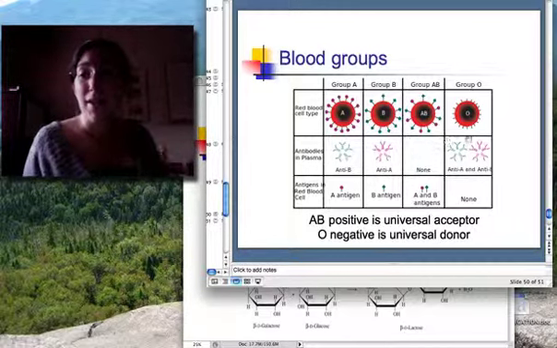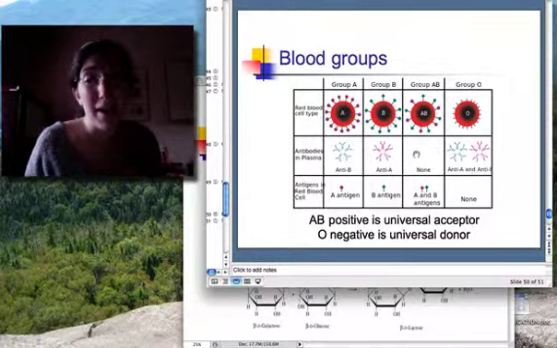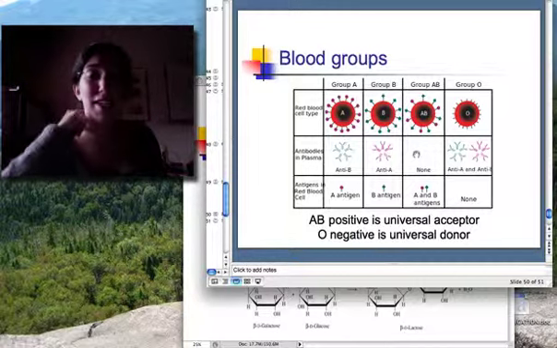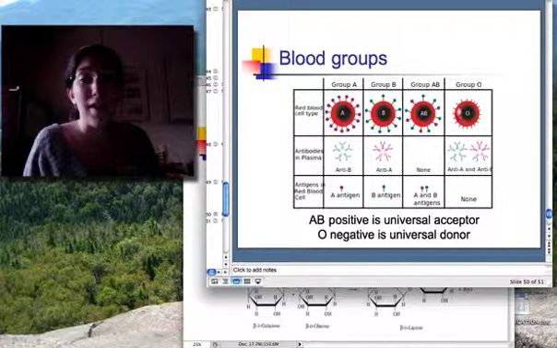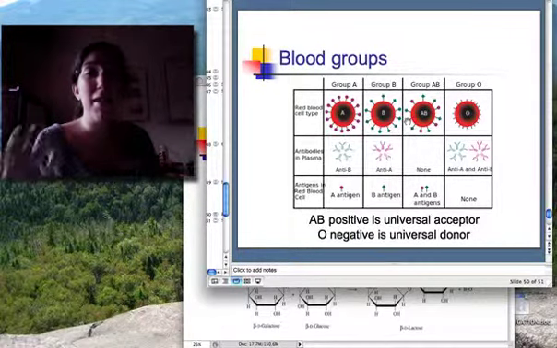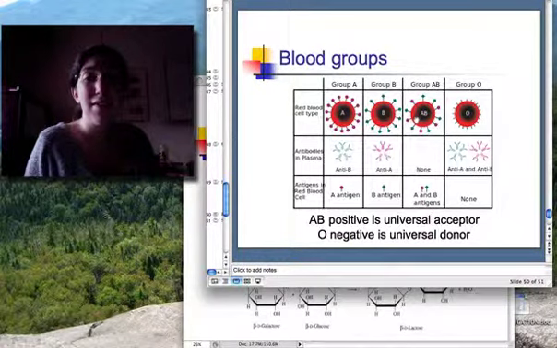So O, on the other hand, okay, well, let's go with A. Let's do this first. AB, people who make A and B antigens, don't make any antibodies. So you can actually give them any blood type, A or B or O, and they will accept that blood without attacking it. So that's why AB people are the universal acceptors, okay?